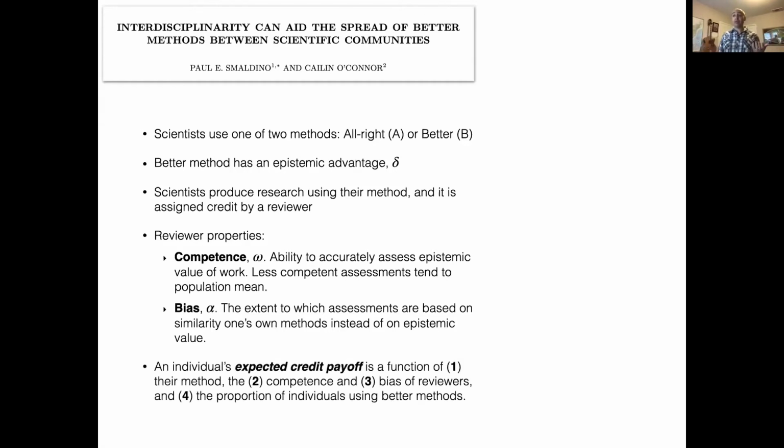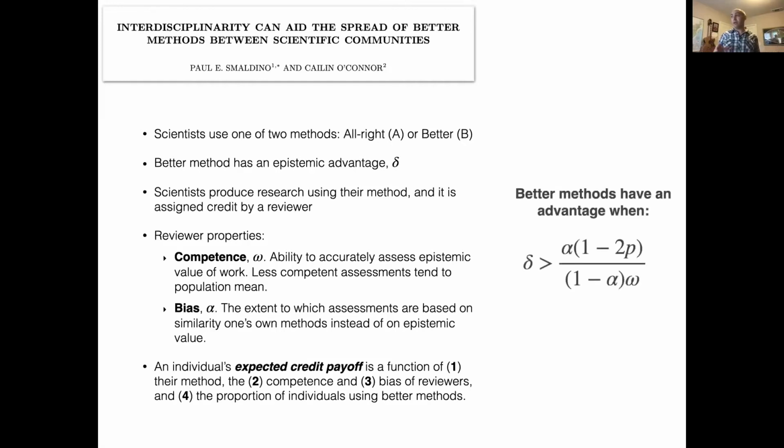The model then works where an individual's expected credit payoff is a function of 4 things: their own method, the competence and the bias of the reviewers, and the proportion of individuals in the community who are using their method or the better methods. We wrote this out as a game theoretic model, and we can calculate this threshold. Don't worry, I'll go through this.